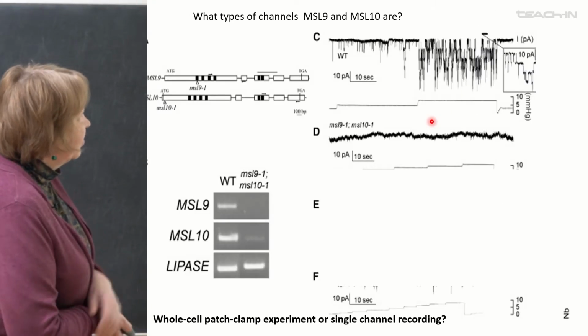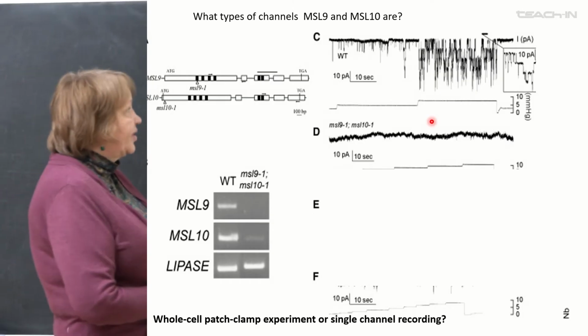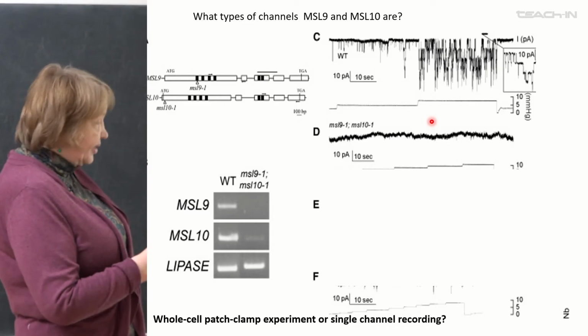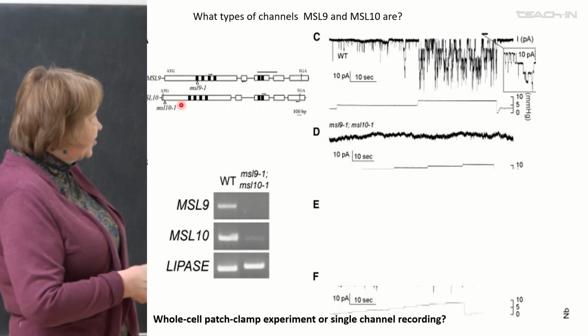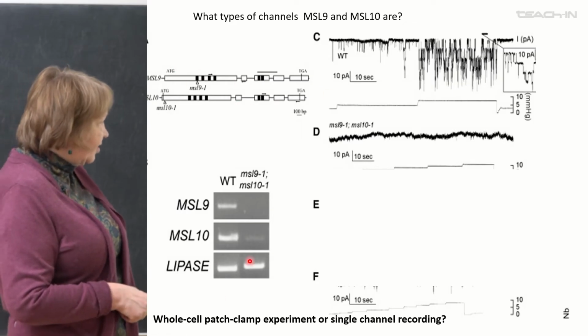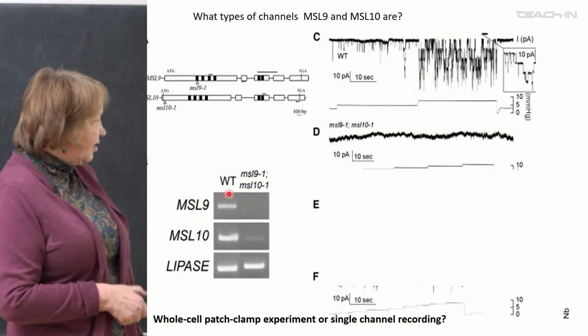And the last one. So these are two channels. These are recordings of two channels, MSL9 and MSL10. And this is the structure of the genes. And what do you think this graph shows us? No, this figure.